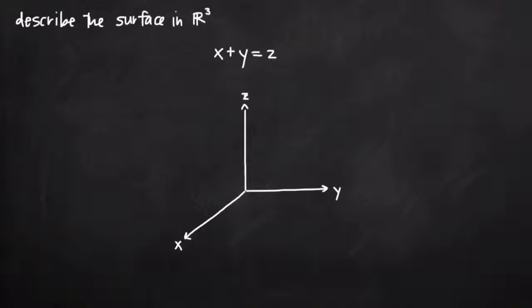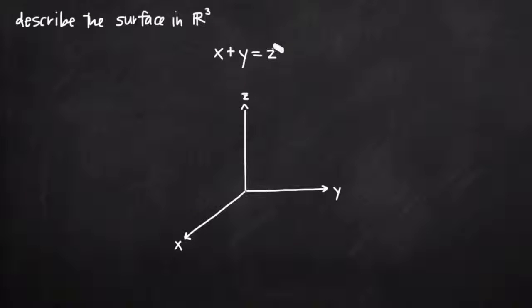Today we're going to be talking about how to describe a surface in three-dimensional coordinate space. We represent three-dimensional coordinate space with this R^3 symbol a lot of times. It means that we're dealing with three variables and three coordinate axes, x, y, and z. I've drawn a three-dimensional coordinate system based on the right-hand rule here.